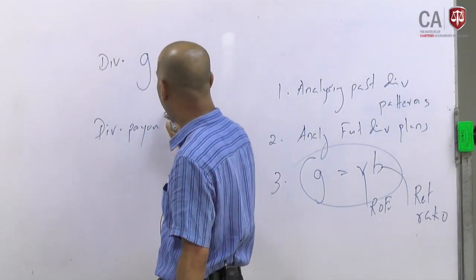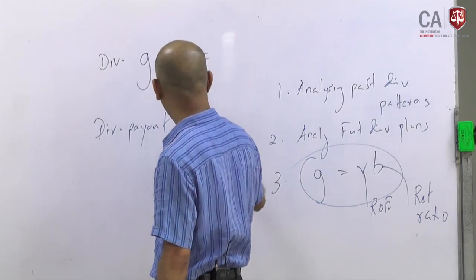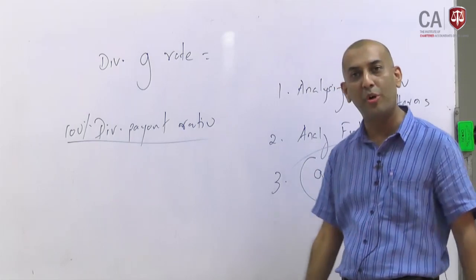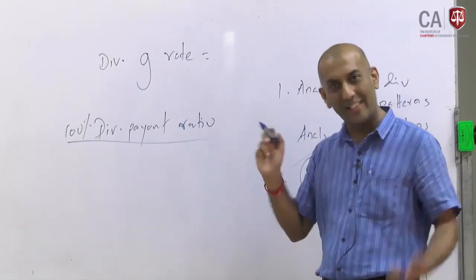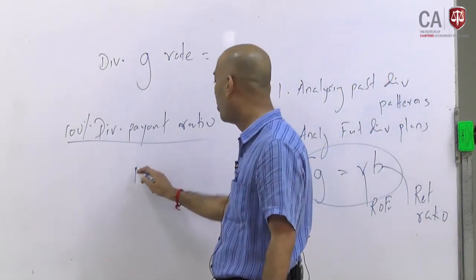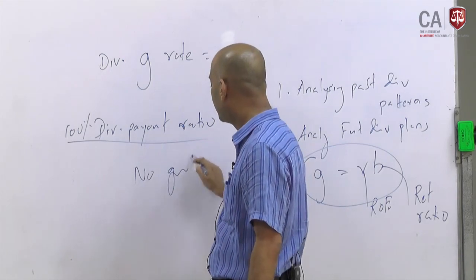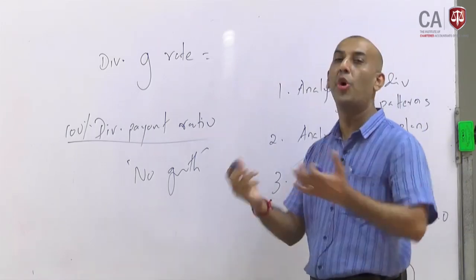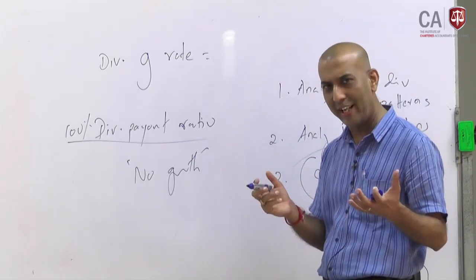So if you don't have a retention, if any company says, no, we pay a 100% dividend payout ratio, then according to this model, you cannot have growth, no growth. Because logically, if you don't invest, you don't grow. I think that's a simple understanding.